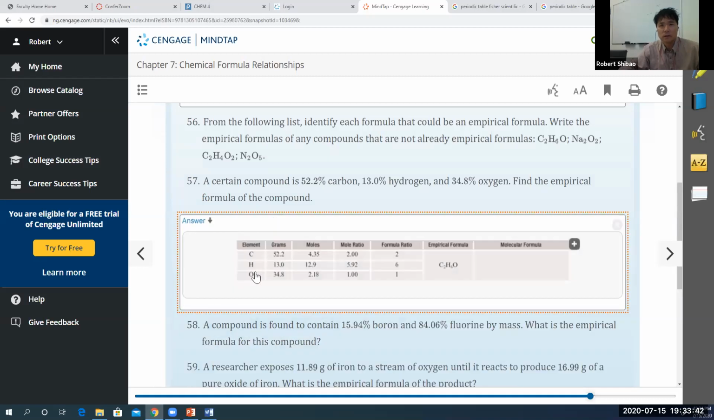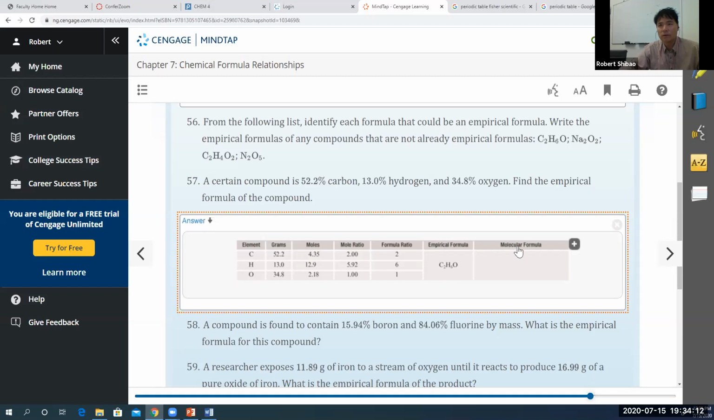And so here, they took the grams, assuming a 100-gram sample, converted to moles, and then got the simplest mole ratio. The simplest mole ratio is dividing by the smallest. So we divide by the smallest. 2.18 divided by 2.18 gives us 1.00. 12.9 divided by 2.18 gives us 5.92. 4.35 divided by 2.18 gives us 2.00. And then we'll just round it: 2, 6, 1. So C2H6O. That's the empirical formula.